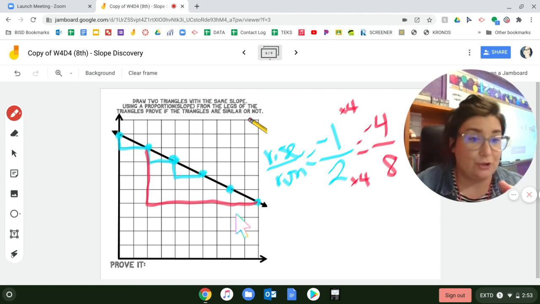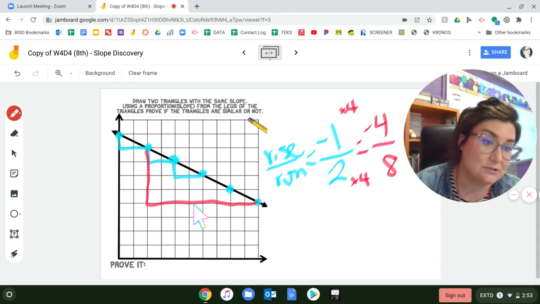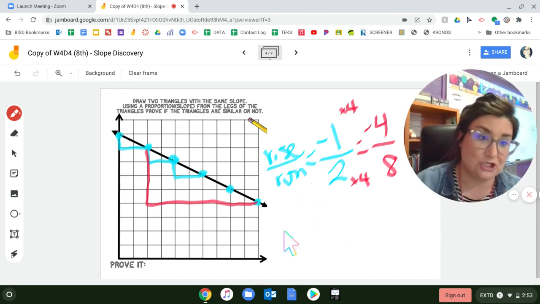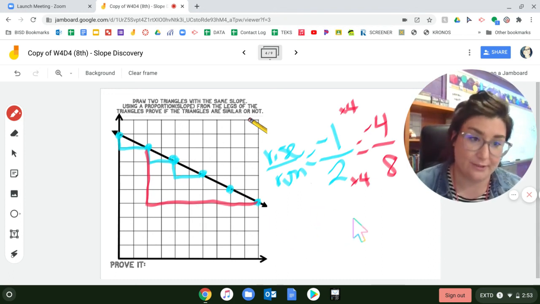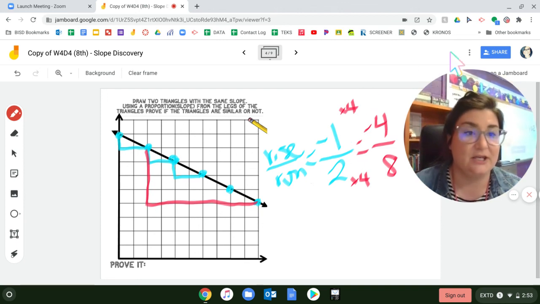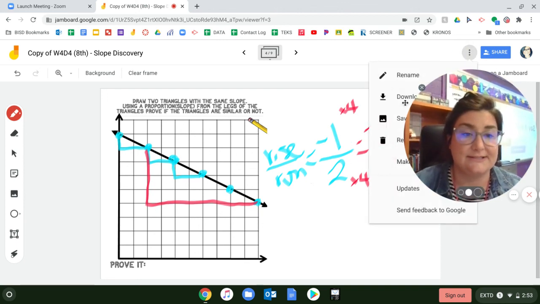So what I want you to do on your own right now is find 2 more triangles. Write your ratios out here, your rise over run. When you're done, you're going to click the 3 dots, download, and go back to your Canvas week 4, day 4, and submit that assignment.